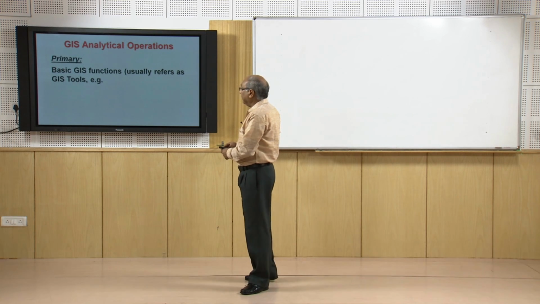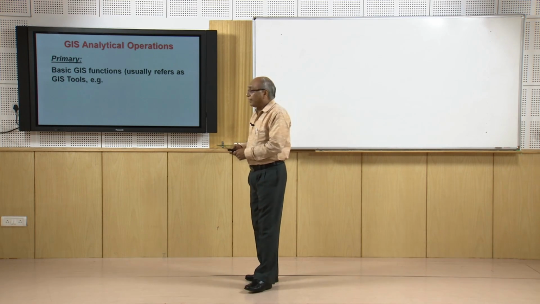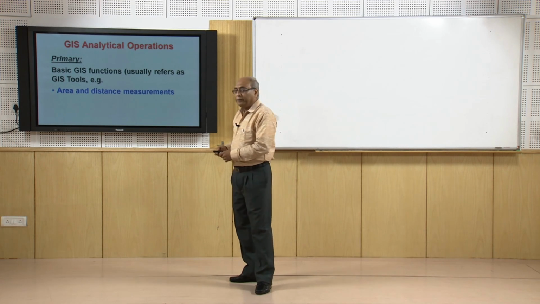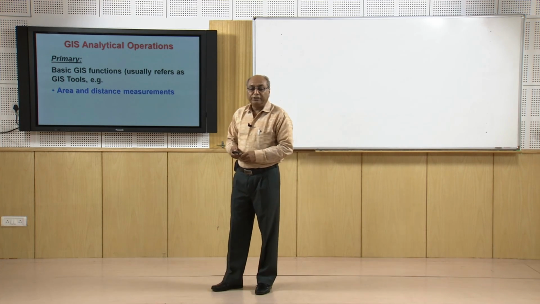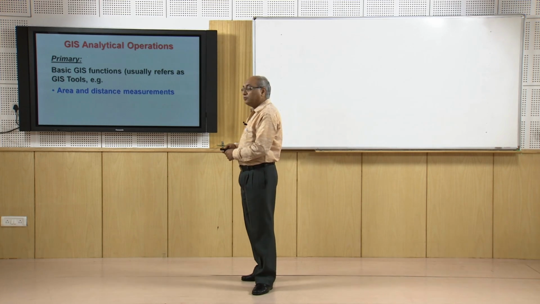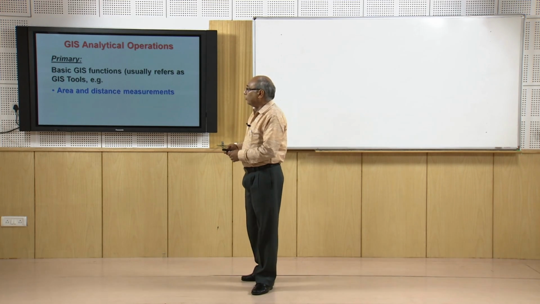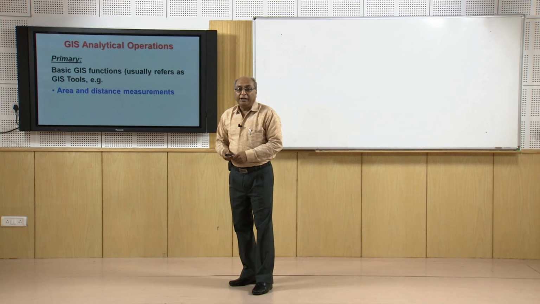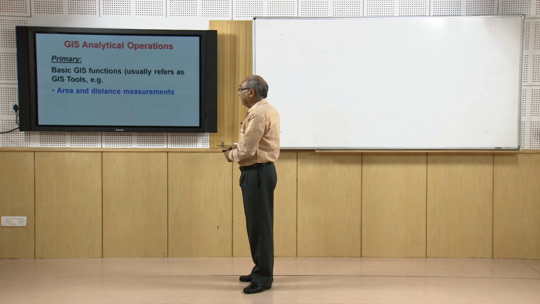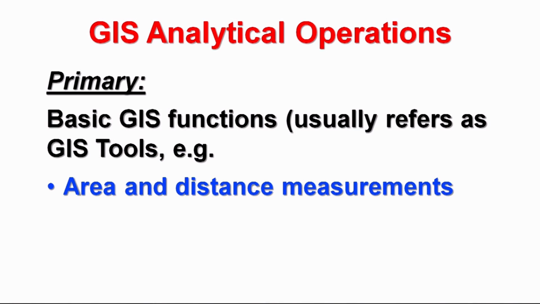Like primary functions, which are basic GIS functions, we also refer to them as GIS tools, depending on the software and terminology people use. But the basic functions like area and distance measurements: if you have a polygon map, you would like to have area, distance, perimeter and other things stored within the database. These operations can be done very easily in GIS once your database is ready.